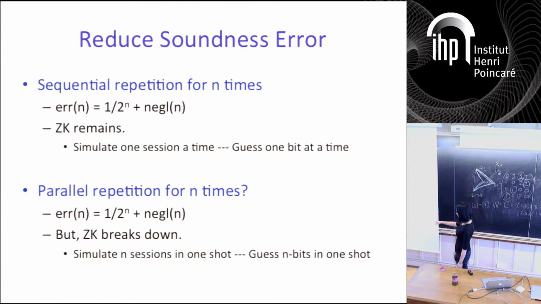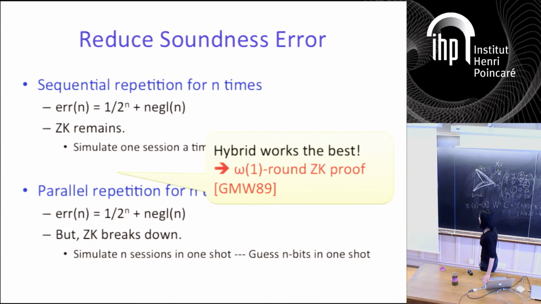Essentially, it is because when you have all the executions in parallel, somehow the simulator will have to try to guess the choice of the verifier all at once. In the case of sequential repetition, you guess one at a time. However, in the case of parallel repetition, you have to guess n altogether, and that makes the probability really low. Okay? If you don't get it, it's okay. Just think about the sequential case.